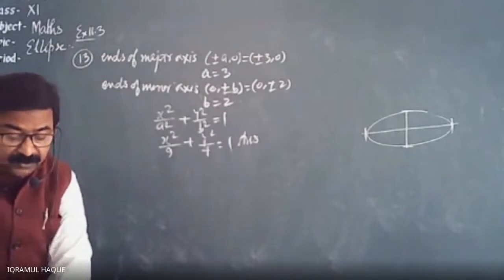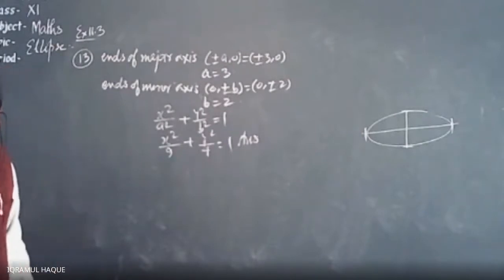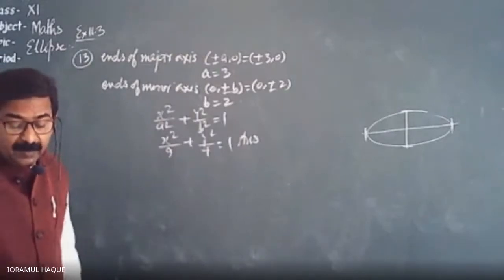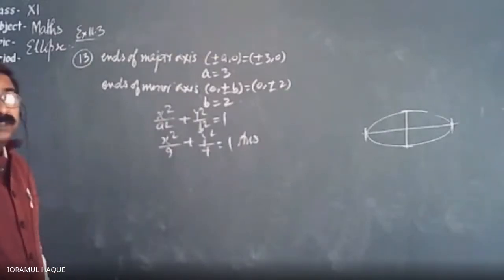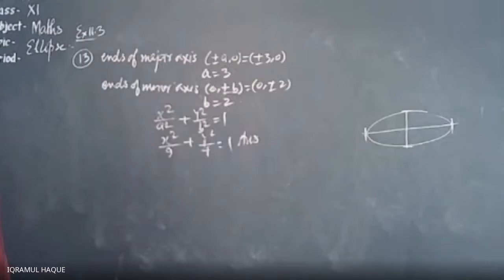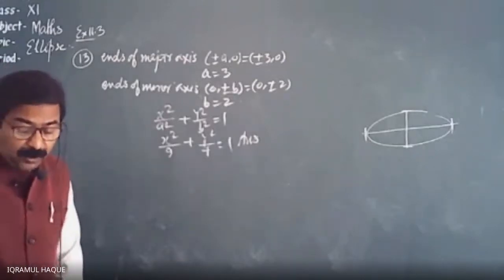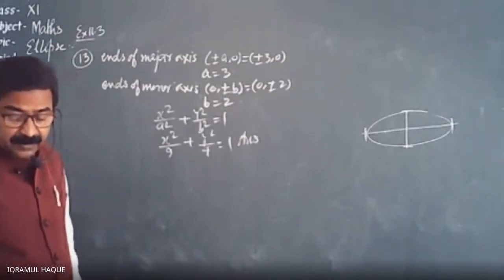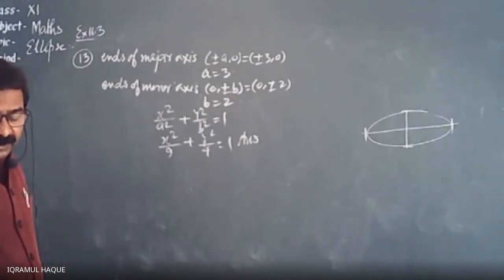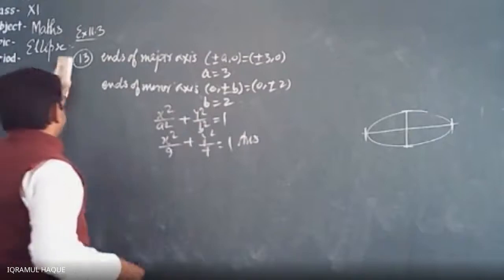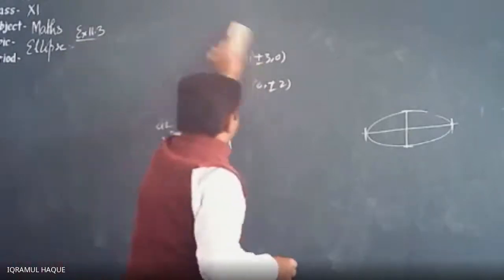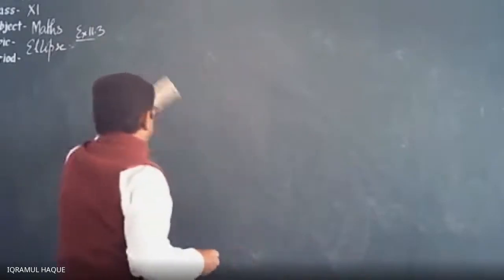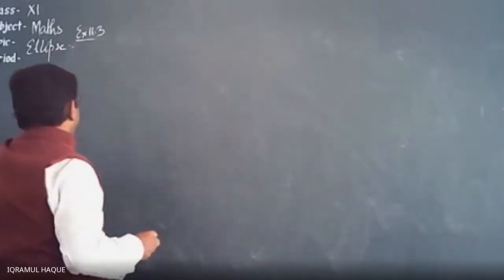See question number 14. Just like question number 13. Ends of major axis and minor axis are given. This is along the y-axis because x is not given, x is 0. So you have to take care of this. See question number 15. Length of major axis is 26. Easy questions.